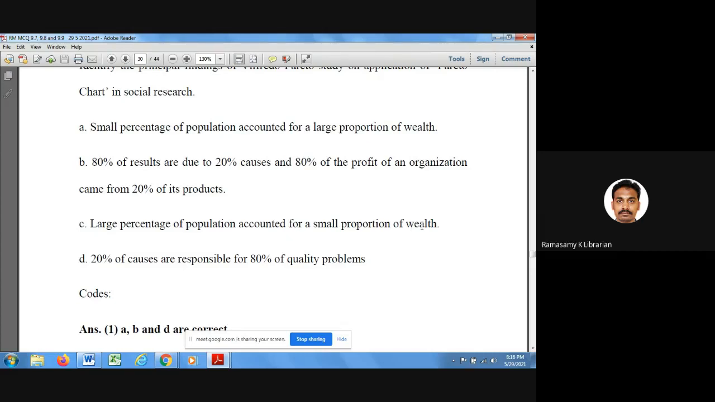That is correct. When 80% of the wealth is in the hands of 20% of the people, the remaining 20% of the wealth is in the hands of 80% of the people. So A, B, C, all three are correct. The last one, 20% of the causes are responsible for 80% of quality problems. That is the reverse statement. So D is not correct.